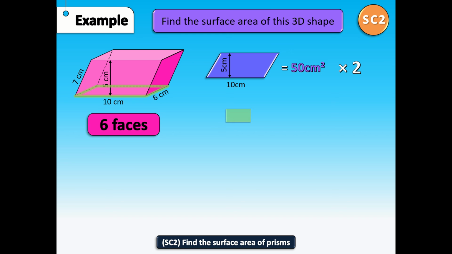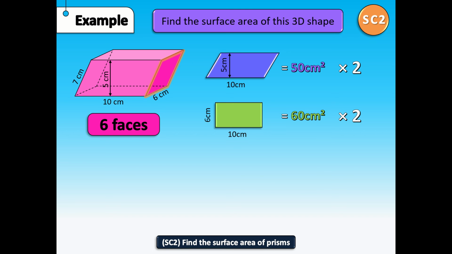We've also got the bottom, which is a rectangle, and that's 10 centimeters by 6 centimeters. So that's an area of 60 centimeters squared. And again, that's the same as the top, so we've got 2 of those. And we've also got the sides, and that's 6 centimeters by 7 centimeters. So that's an area of 42 centimeters squared. And the other side is exactly the same, so we've got 2 of those.